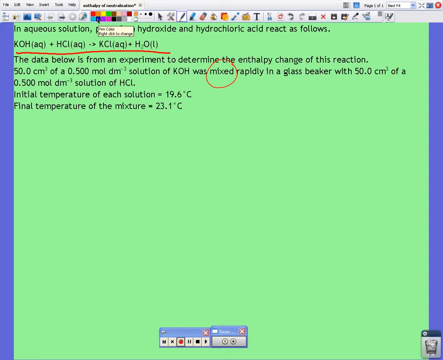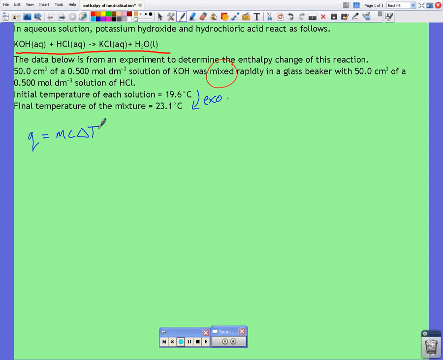We know energy was released because the temperature has increased. So we do know that this is an exothermic reaction. So Q is equal to mc delta T. And all those values, m, c and delta T, all refer to the substance that's having its temperature measured, which is the solution or the mixture. The mixture that we have after mixing the potassium hydroxide and the hydrochloric acid.